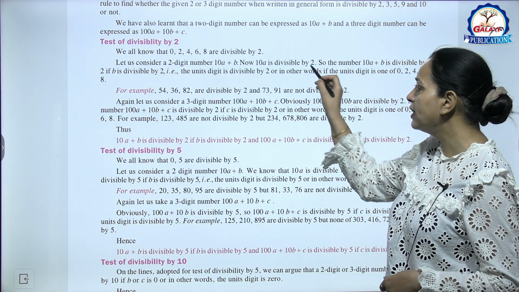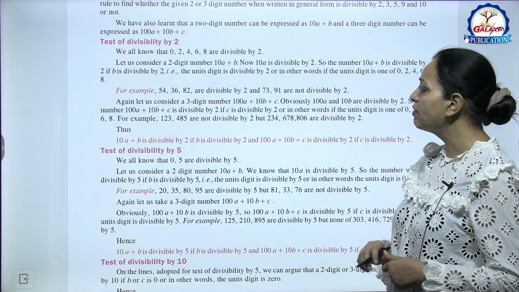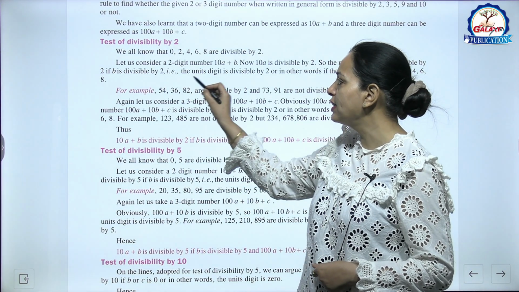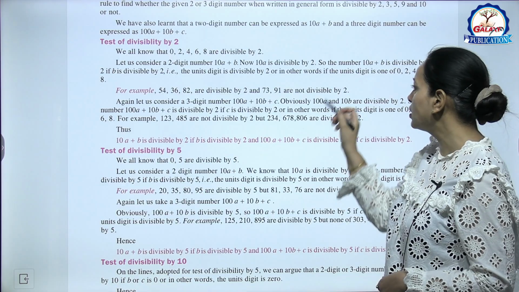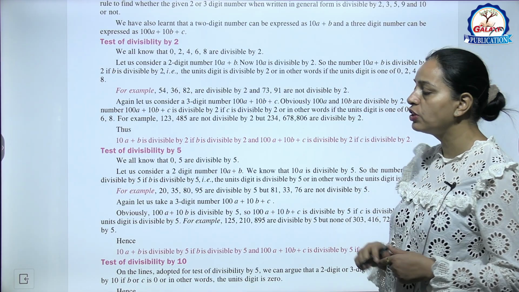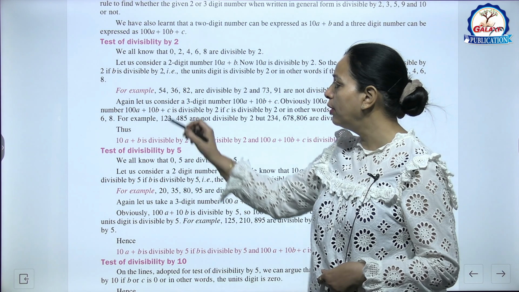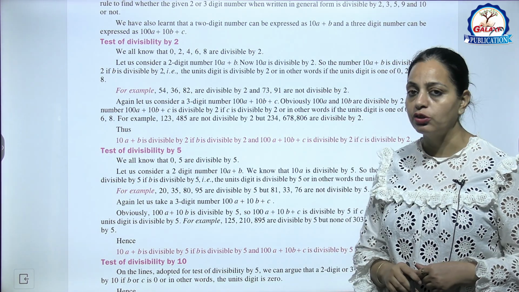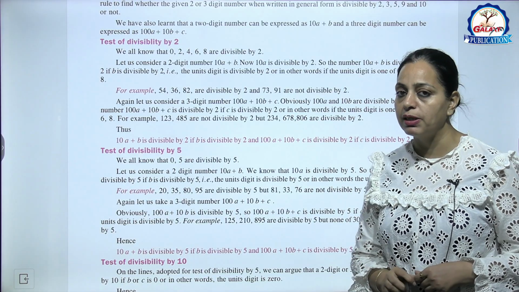Now 10a is divisible by 2. So the number 10a plus b is divisible by 2 if b is divisible by 2, that is, the unit digit is divisible by 2, or in other words, if the unit digit is one of 0, 2, 4, 6 or 8. So for example, 54, 36, 82, these all are divisible by 2. But 73, 91, these are not divisible by 2.